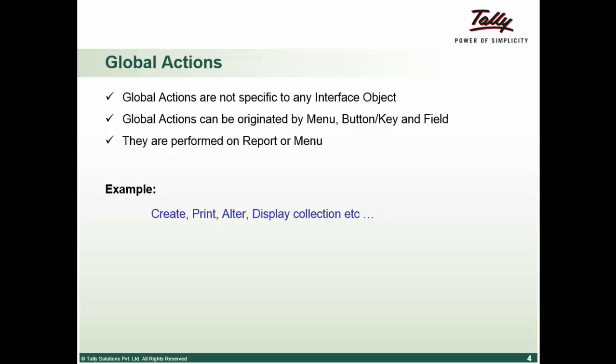For example, create, report name, then display, report name, print, report name, alter, report name, menu, menu name. So global actions are not specific to any user interface object. Global actions can originate from a menu, button, key or a field. Global actions are performed on a report or a menu. Create, display, alter, print, print collection, display collection. All these are global actions.